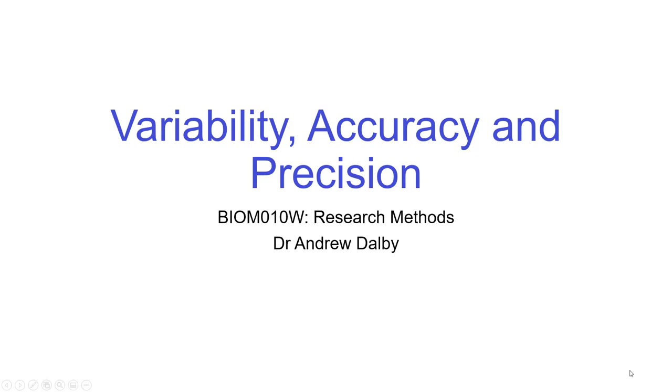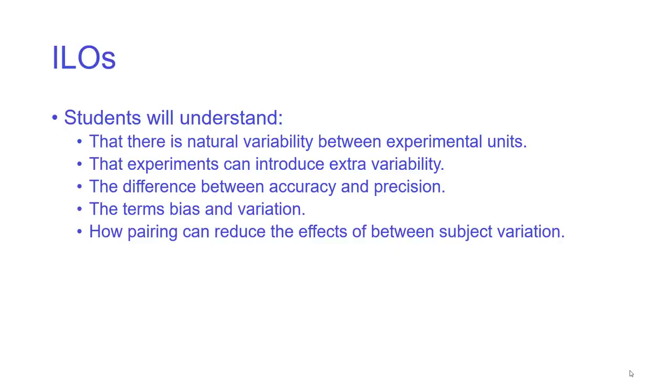Hopefully you've already met these concepts during your first year. So variability, accuracy and precision. It's important that you understand that there's natural variability between experimental units, participants, however you want to call them, the people, the things that are inside your experiment, or between even test tubes. Experiments can actually introduce extra variability. When you use your pipette, you're adding a bit more variability depending on how you use it.